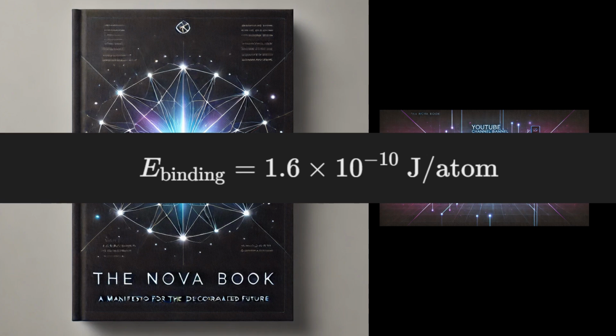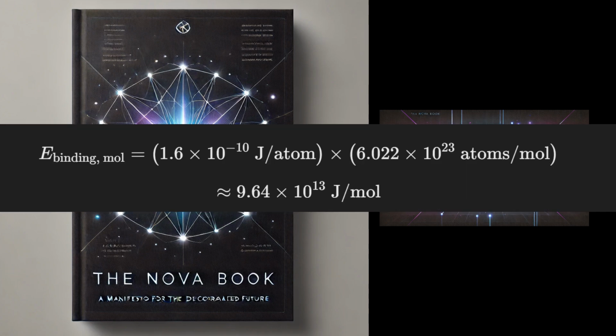Binding energy of gold: E_binding is about 1.6 × 10^-10 J per atom. Binding energy per mole of gold: E_binding per mole equals 1.6 × 10^-10 J per atom times 6.022 × 10^23 atoms per mole, which is approximately 9.64 × 10^13 J per mole.